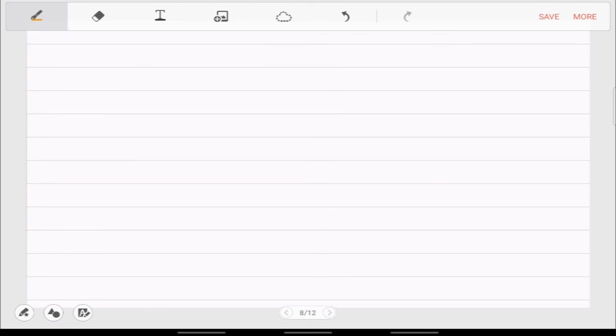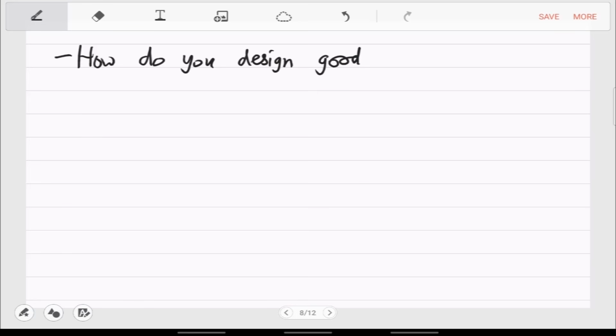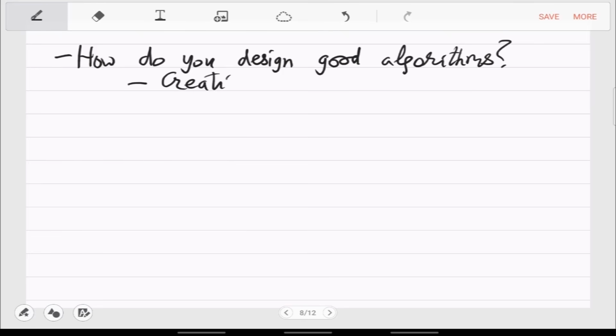Yes, so how do you design such algorithms? Any answers? You are given a problem, how will you solve it in a good way? Right? There are no good answers, it's a philosophical question. But since I am here to give some answers, I'll say you have to have two things: one is creativity, and second is perseverance.